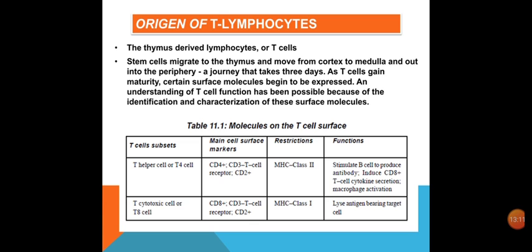Here we have molecules on the T cell surface. We have the T cell subsets, T helper or T4 cells, and the T cytotoxic cell or T8 cells. T helper cell or T4 cells, main cell surface markers are CD4, CD3, T cell receptor, and CD2. Restrictions, MHC class II. Functions, stimulate B cell to produce antibody, induce CD8 T cell cytokine secretion, and macrophage activation.